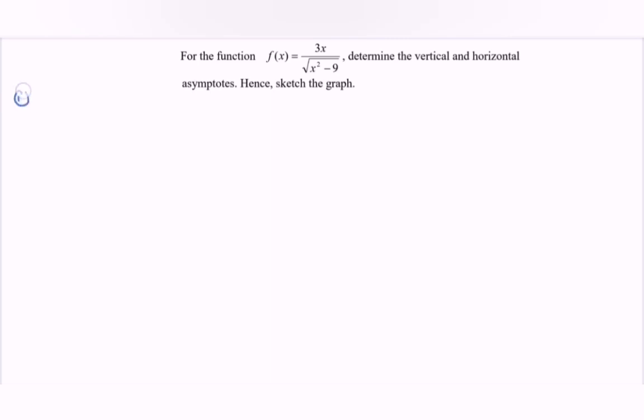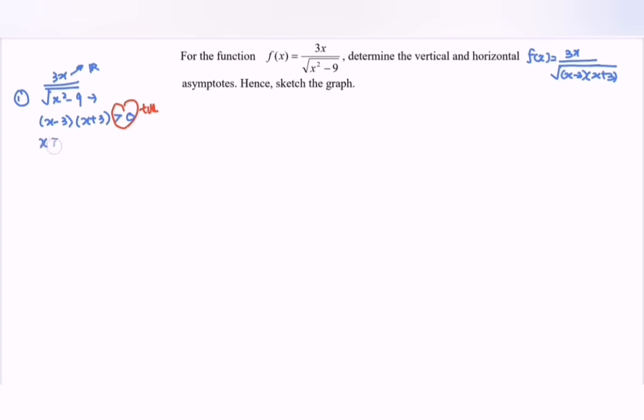So step number 1, we are going to find the domain. Referring to the function, we have 3x over the square root of x squared minus 9. So we can express f(x) as 3x over the square root of (x minus 3)(x plus 3). Focus on this part: (x minus 3)(x plus 3) must be greater than 0. Notice that we need it to be positive.